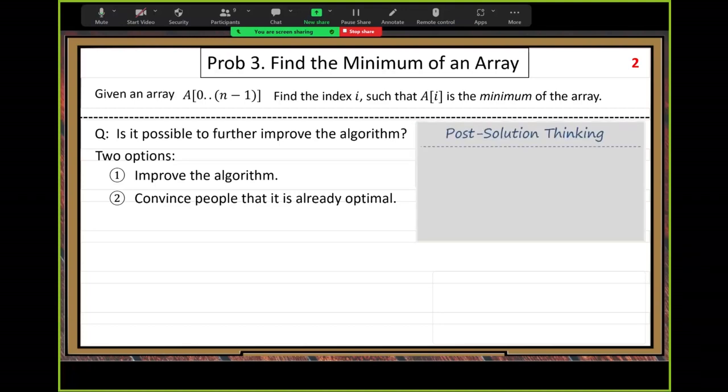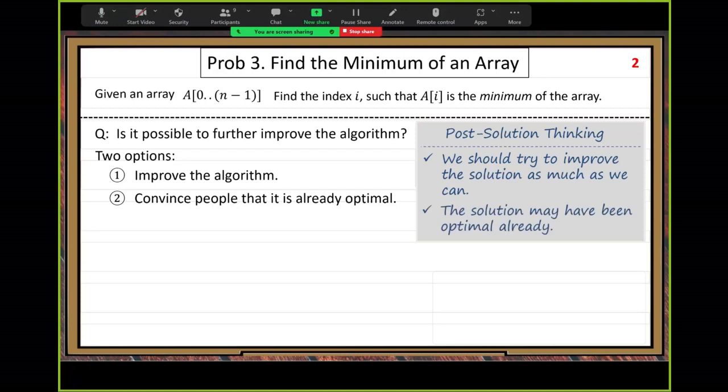Post-solution thinking. After we find a solution of the computing problem, we should try to improve the solution as much as we can. For this class, we will do that. After we find a solution, we want to see, can we improve it? The solution may have been optimal already. Sometimes it's optimal, so then we can stop.